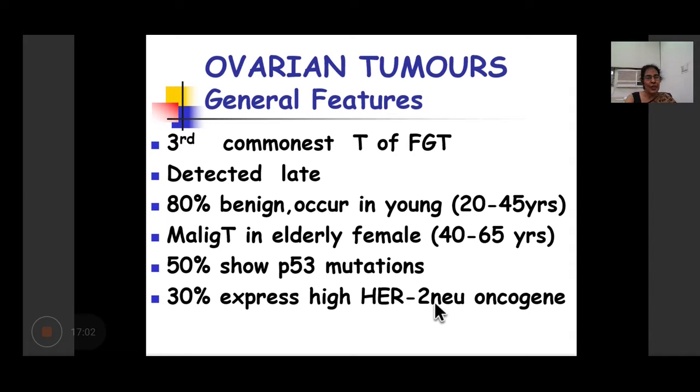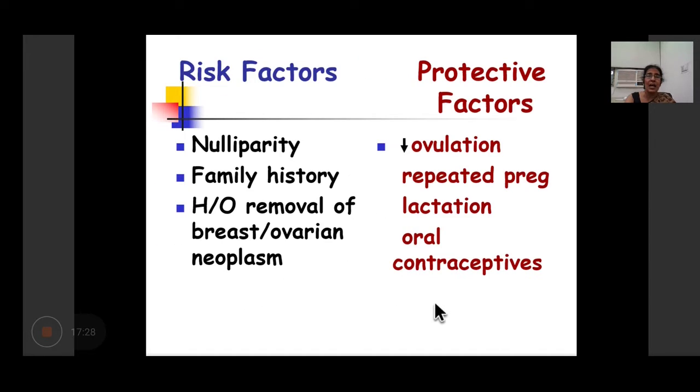Fine. So the majority of ovarian tumors are benign. So when you see an ovarian cyst or ovarian tumor in a young woman, the majority are likely to be benign. Only 20% will be malignant, and that too will occur in the older age group. And most of these would be associated with P53 mutations. So if a patient has P53 mutations, then the chances of ovarian tumors occurring become higher.